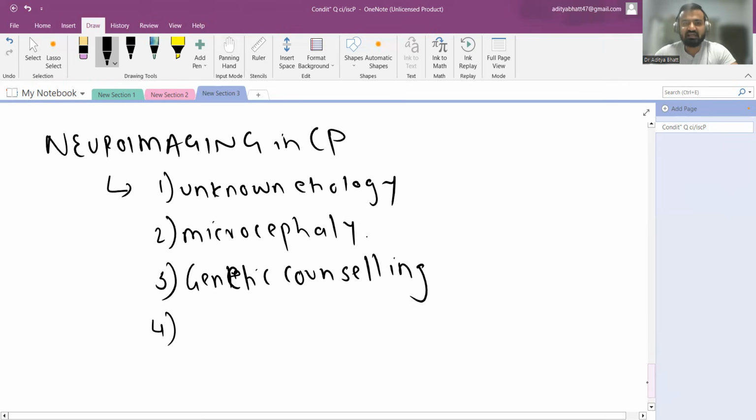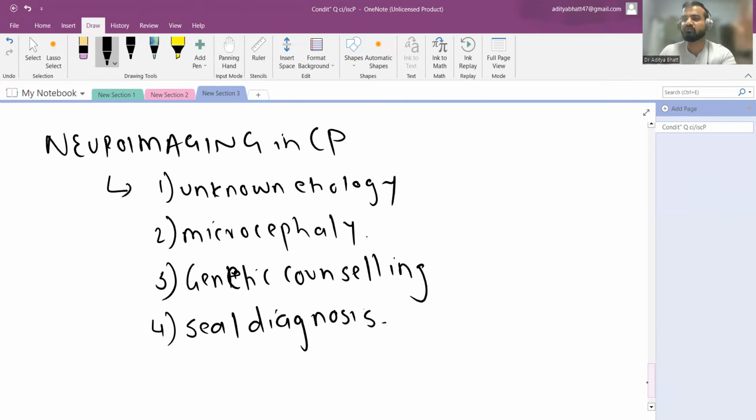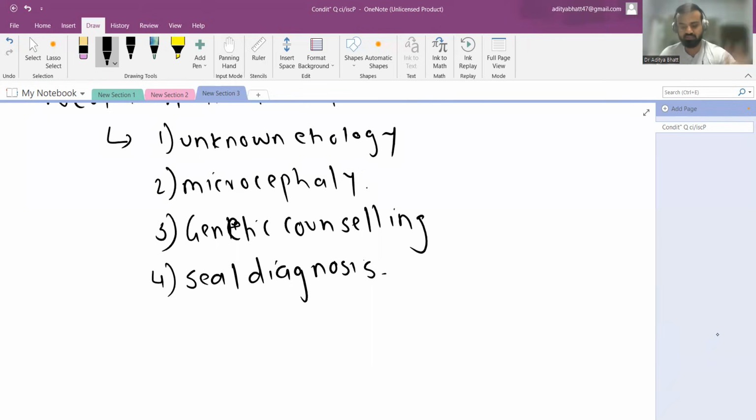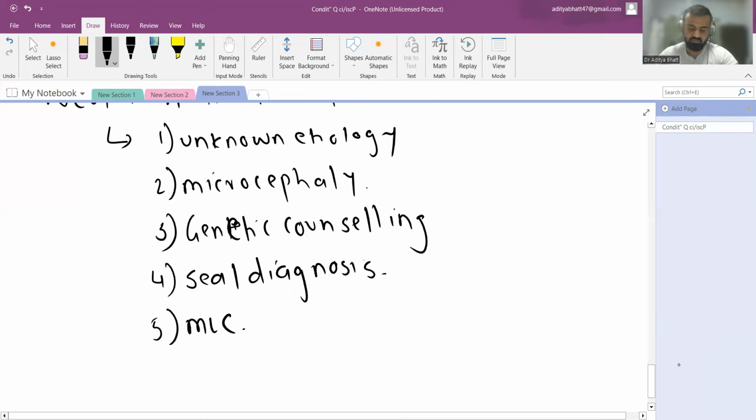The fourth one is that you seal the diagnosis. Like why it is important. Parents come to you and they hammer you again and again. So you do an MRI. You tell them this is CP, this will not be treated for life, you go home. See, it is an irrational usage of MRI, but yet you can do it. Okay. And fifth is medico-legal case. Medico-legal case, you have to do MRI.